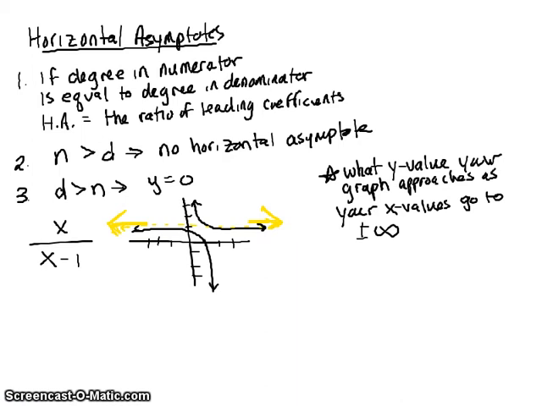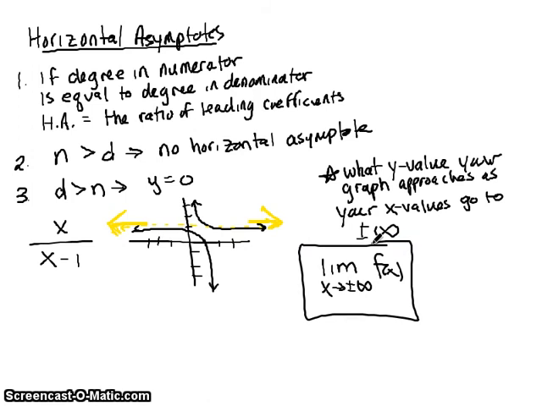So to tie this into calculus, if we look at this, what y value does your graph approach? Well, that seems to me like a limit as your x values go to positive or negative infinity. So this is what you're going to be looking for with horizontal asymptotes, the limit as x approaches positive or negative infinity. So if we think about the function that we're dealing with here, x over x minus 1, we take the limit as x approaches infinity of x over x minus 1.